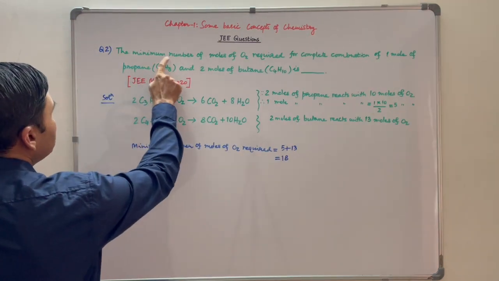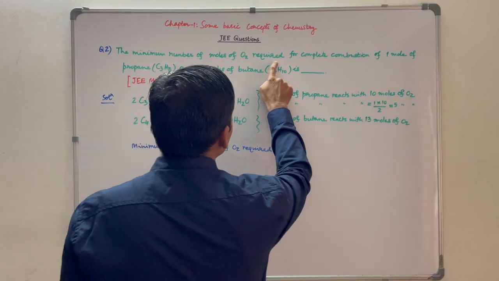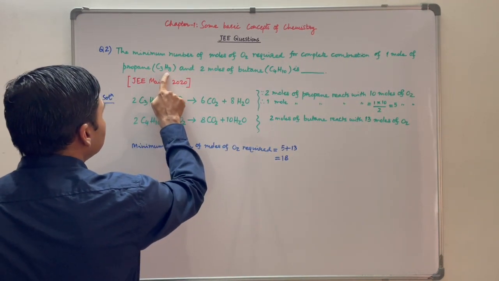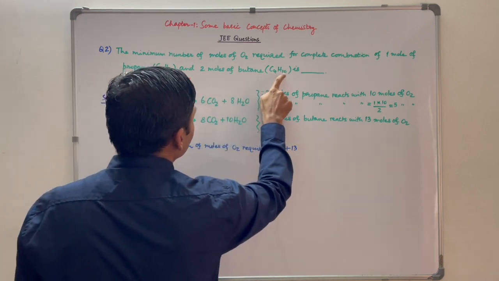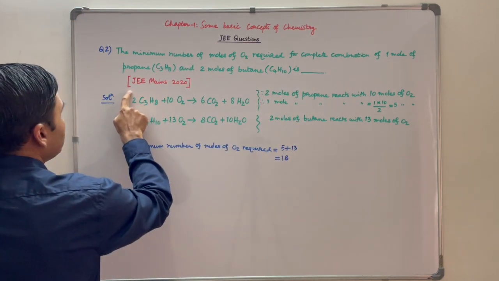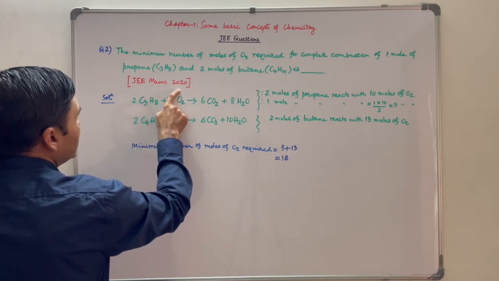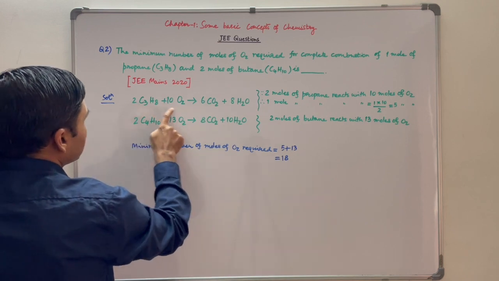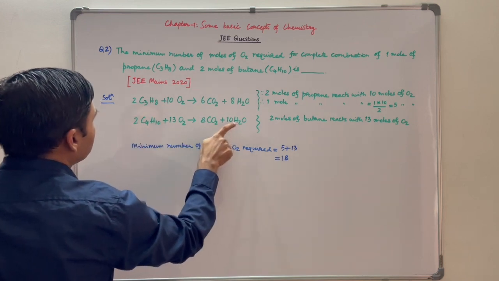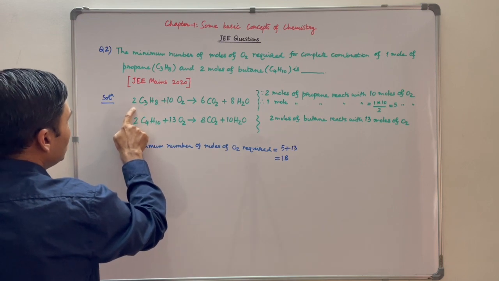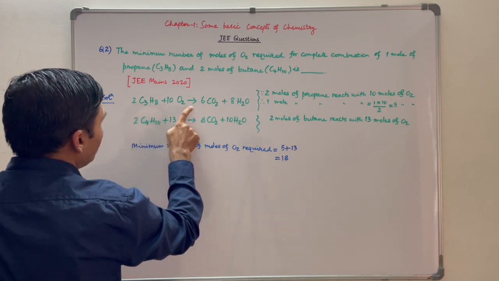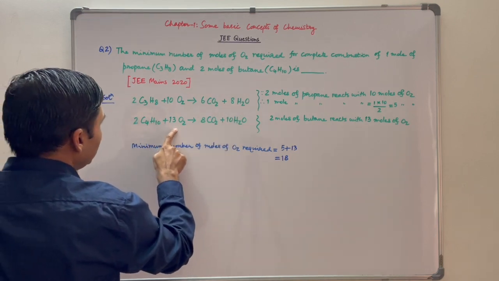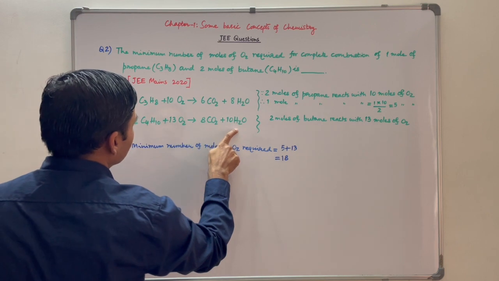Second question: the minimum number of moles of O2 required for complete combustion of 1 mole of propane, C3H8, and 2 moles of butane, C4H10, is ___. This question appeared in JEE Mains 2020. Combustion means reaction with oxygen. First step is to find the balanced chemical equation. That comes out to be 2C3H8 plus 10O2 makes 6CO2 plus 8H2O. And 2C4H10 plus 13O2 makes 8CO2 plus 10H2O.